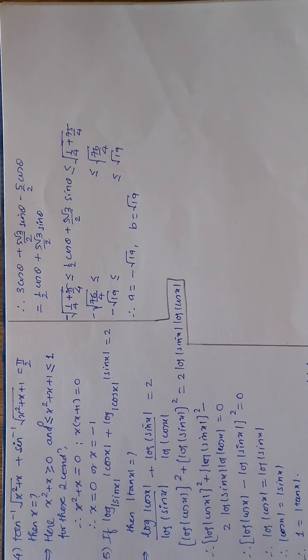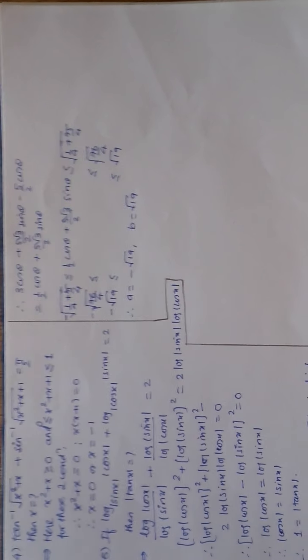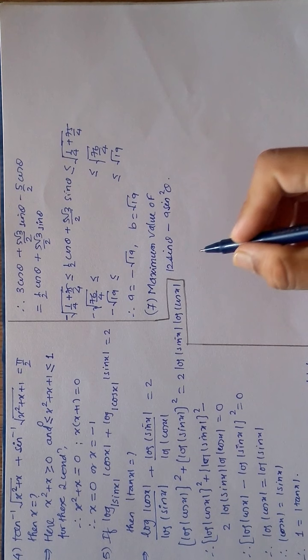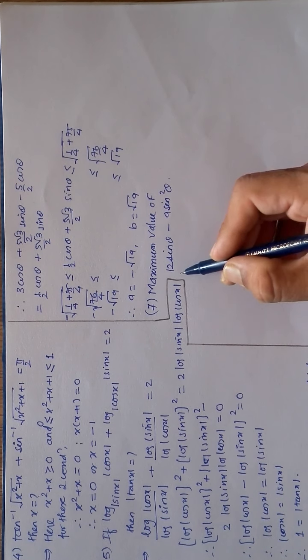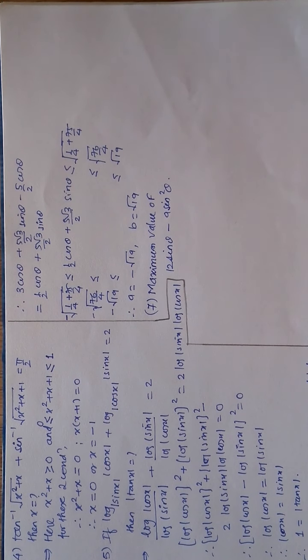Now let us go to at least 1 or 2 questions and then we will stop. Now I need to find the maximum value of 12 sin theta minus 9 sin square theta. When you think about maximum and minimum, you immediately recollect that the maximum value is under root a square plus b square and the minimum value is minus under root a square plus b square.